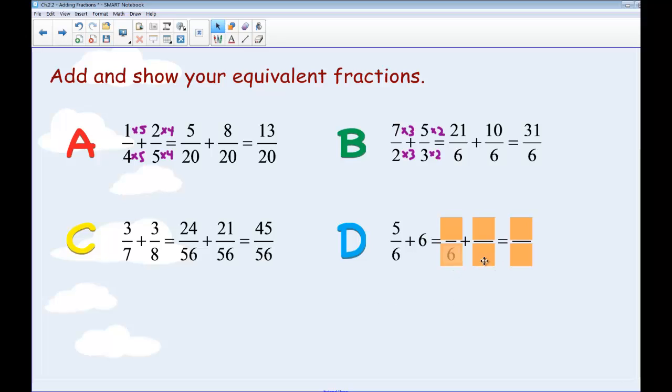In question D, 6 is our lowest common denominator. So the first fraction already has the common denominator of 6, so its numerator stays as 5. Whereas the other one, 6, becomes 36 over 6. So when we add our numerators together, we get 41. Denominator is 6.